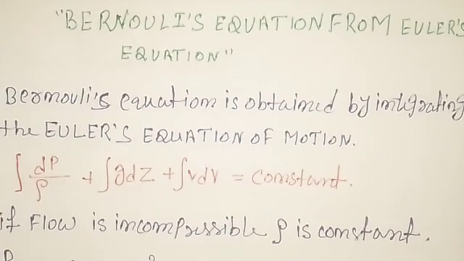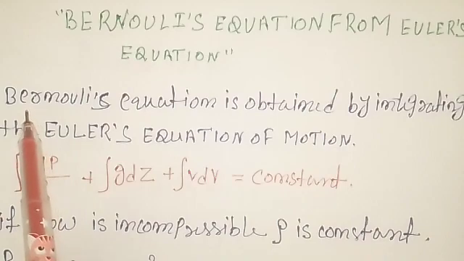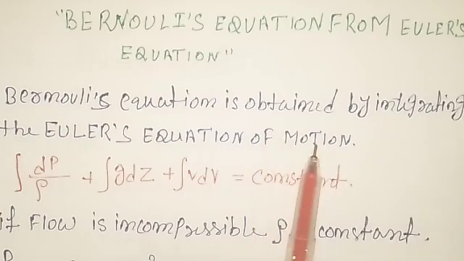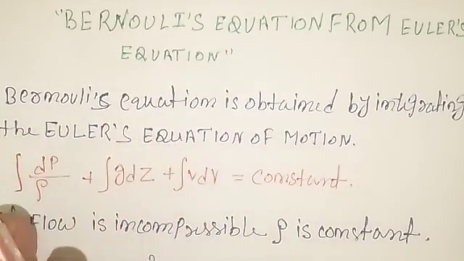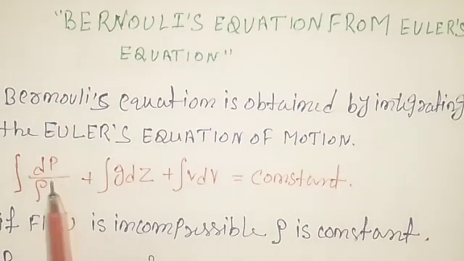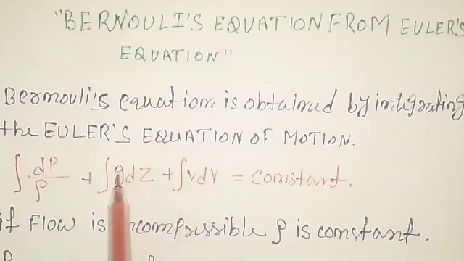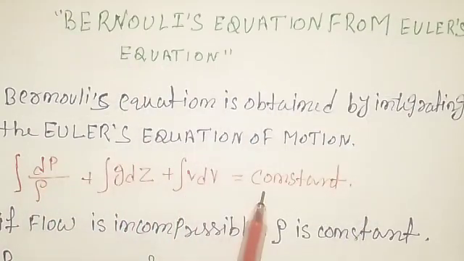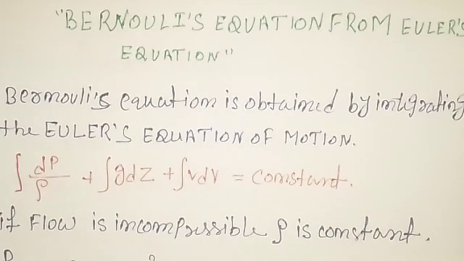The statement: Bernoulli's equation is obtained by integrating Euler's equation of motion. So whatever Euler's equation we have in fluid mechanics, once we integrate it, we will get Bernoulli's equation. Euler's equation is nothing but dp by rho plus g dz plus v dv. This is the pressure head, this is the potential head, and this is the kinetic head. So once we integrate dp by rho plus g dz plus v dv is equal to constant, we'll get Bernoulli's equation.